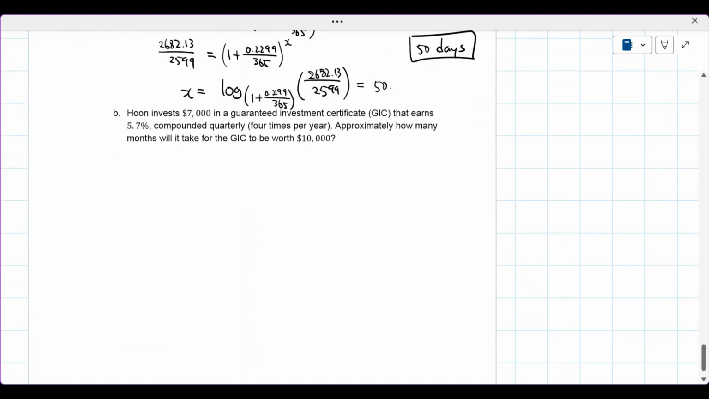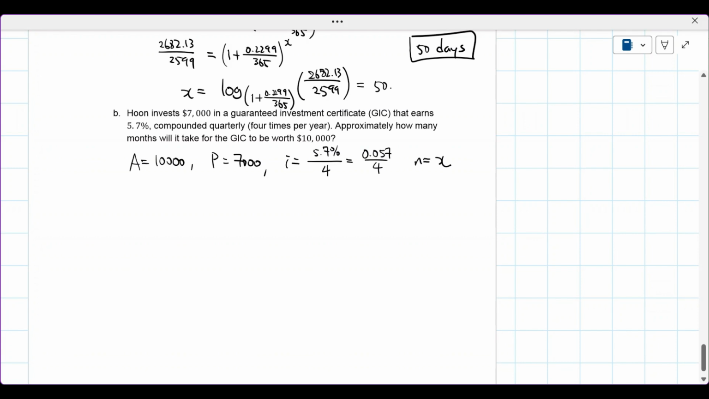All right, last question. Hoon invests $7,000 in a guaranteed investment certificate, or GIC, that earns 5.7% compounded quarterly, which is 4 times per year. Approximately how many months will it take for the GIC to be worth $10,000? So once again, let's analyze the information. A is equal to 10,000, the future value. P is equal to 7,000. And i is 5.7%, but we're compounding quarterly, 4 times a year, so we divide by 4: 0.057 divided by 4 is my i value. And once again, n is my unknown value x.